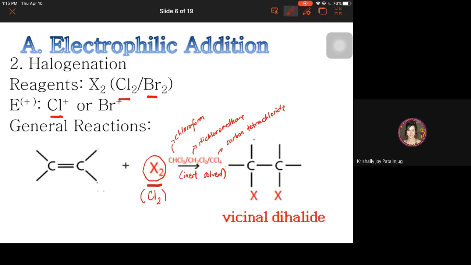Again, if chloroform, dichloromethane, or carbon tetrachloride is the inert solvent used, make sure that chlorine gas is also the one being added. Because if tribromomethane, dibromomethane, or carbon tetrabromide is used, it means the electrophile or reagent being added is bromine gas. So what will happen if the inert solvents used are chloroform, dichloromethane, or carbon tetrachloride? Upon addition of the halogen, it's still the same: breakage of the pi bond. Okay?